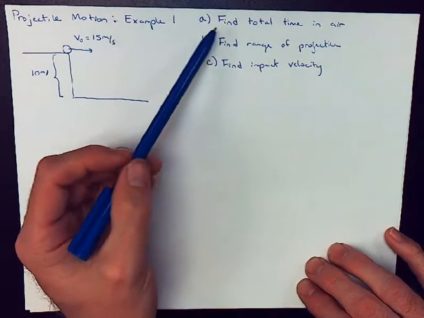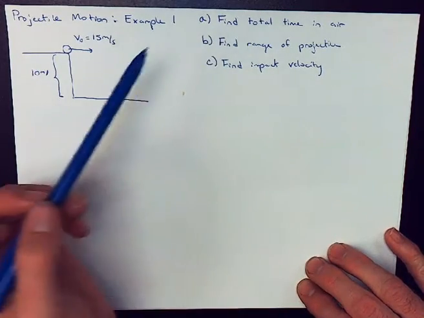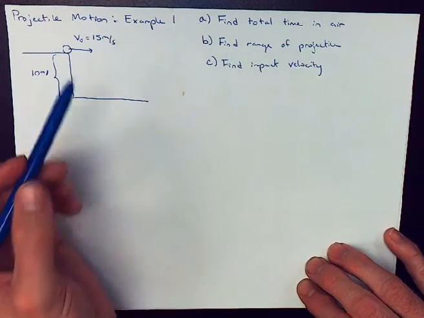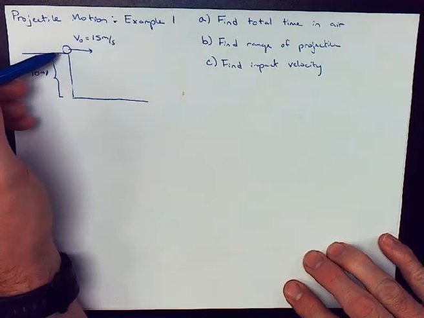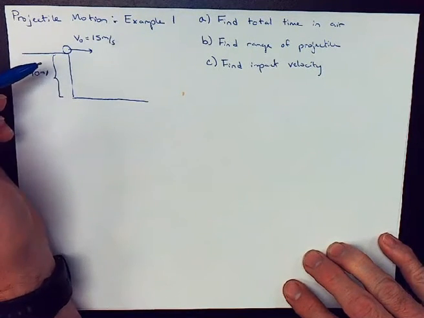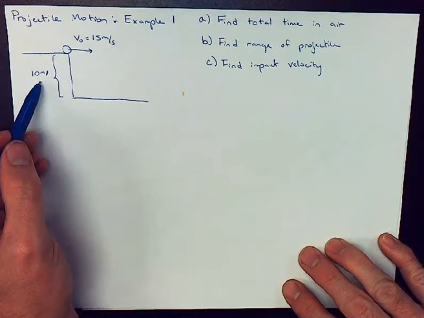I'd like to go over a basic projectile motion example problem. We have three things we want to find. We want to find total time in air, find the range of the projectile, and find its impact velocity. The projectile is shot horizontally at 15 meters per second from a height of 10 meters.